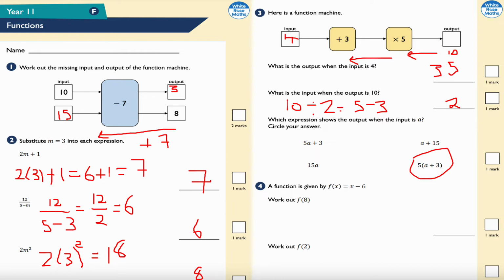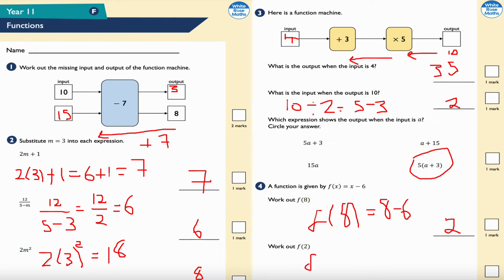This is question number 4. A function is given by f of x is equal to x minus 6. Work out f of 8. So replace x with 8. We have f of 8 is equal to 8 take away 6, which gives me the answer of 2. Okay, so the answer is equal to 2.